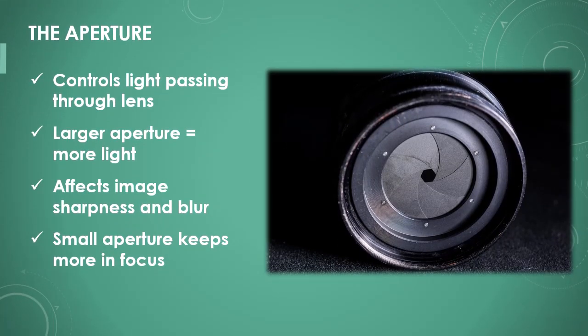The aperture is an opening in the camera that controls the light that passes through the lens. A larger aperture lets more light in, which is especially important in low light. It also affects how much of the image is sharp or blurry. A small aperture ensures that more of the image stays in focus.